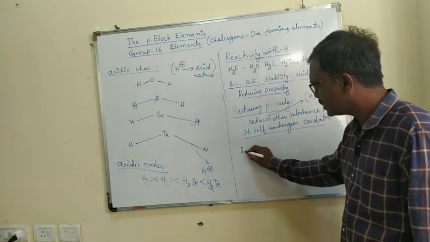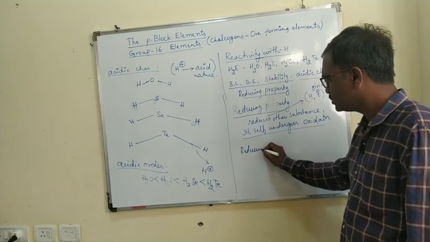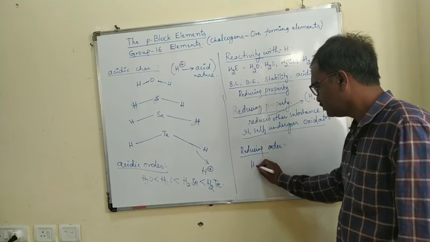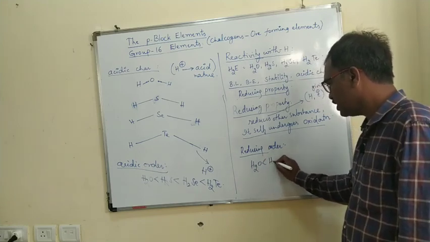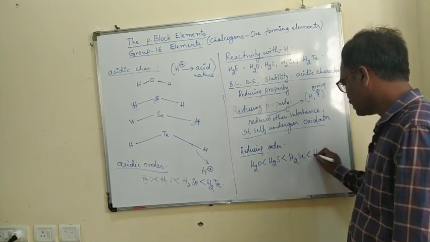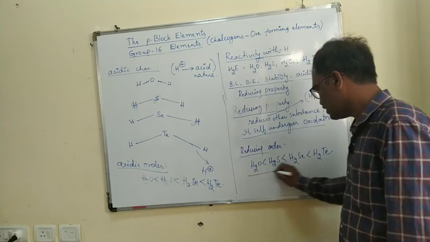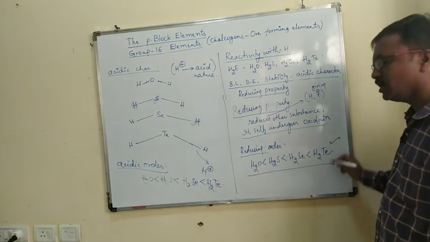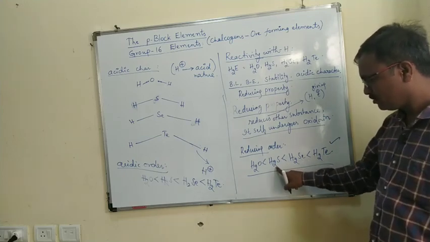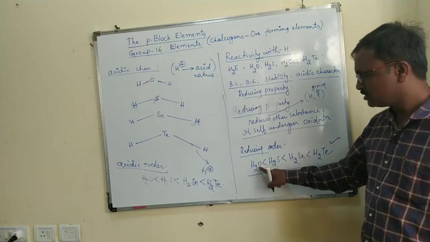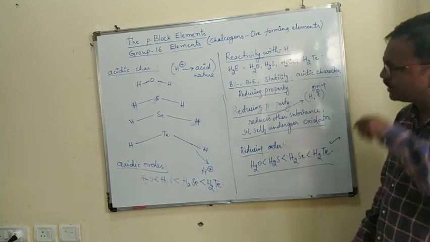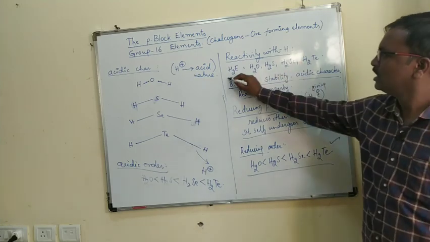So what is the reducing order? H2O is less than H2S, less than H2Se, less than H2Te. Right? This is the reducing order. H2Te is a more powerful reducing agent than H2Se. H2Se is a more powerful reducing agent than H2S. H2S is a more powerful reducing agent than H2O. Right? This is regarding reactivity with hydrogen.